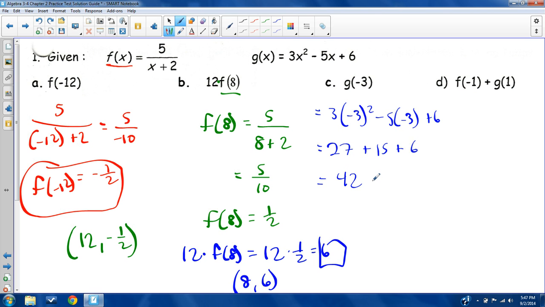Okay, so let's see here. 42 plus 6 will give you 48. So g of negative 3 is 48. Again, that means there's a coordinate point, negative 3, comma, 48.